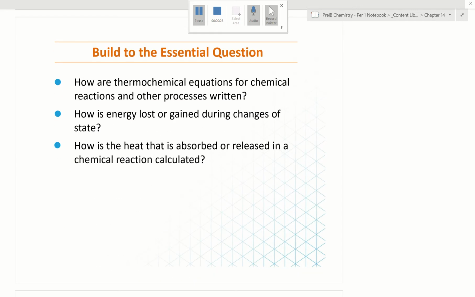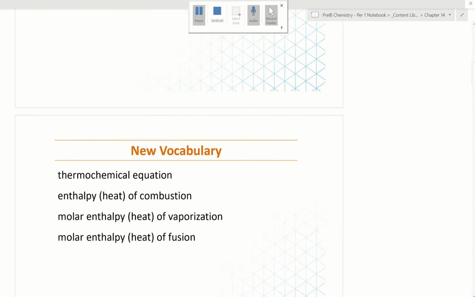So we're going to look at how thermochemical equations are written. Look at the energy lost and gained during the changes in state, and also how is heat that is absorbed or released in a chemical reaction calculated.